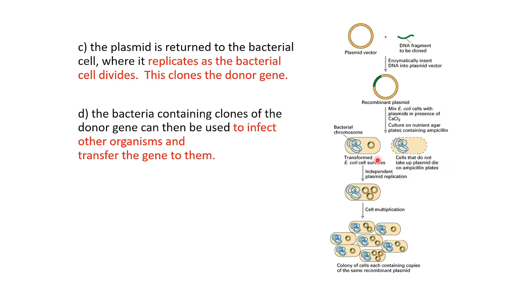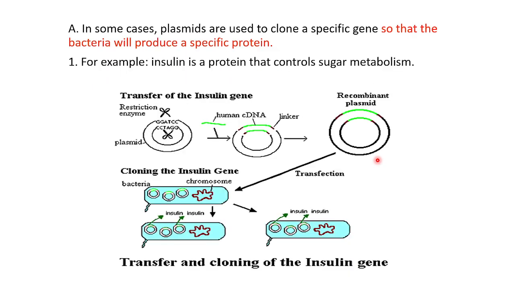So only those cells which take up the plasmid undergo independent plasmid replication, and then there is plasmid multiplication, and after the multiplication is done, the colony of cells is what we observe on your agar plate. So each colony of cells contains copies of the same recombinant plasmid.